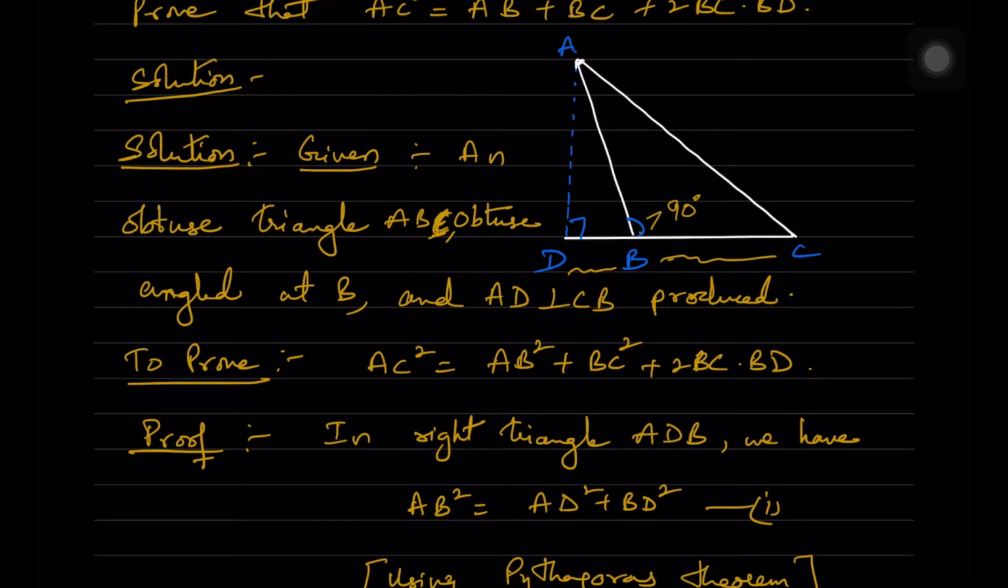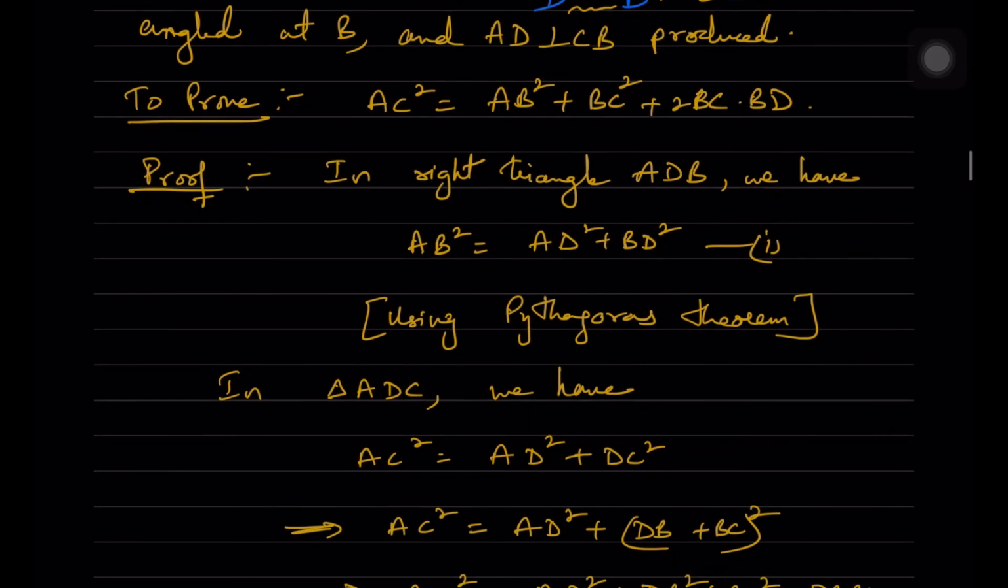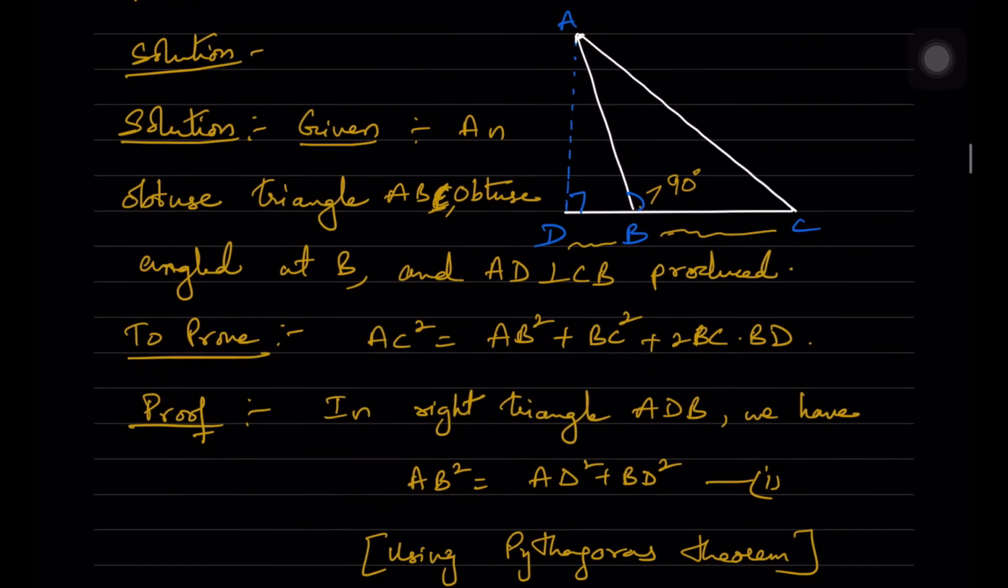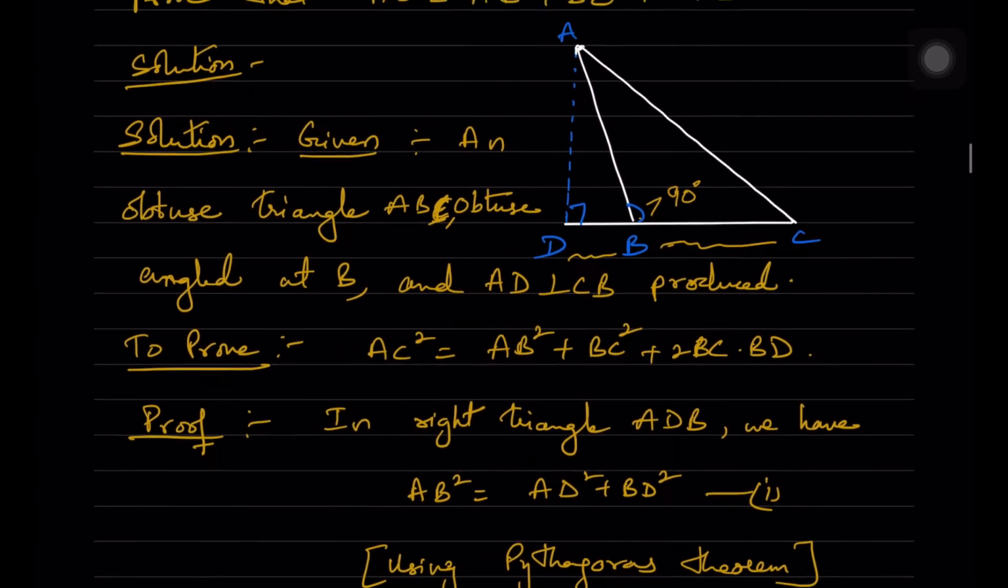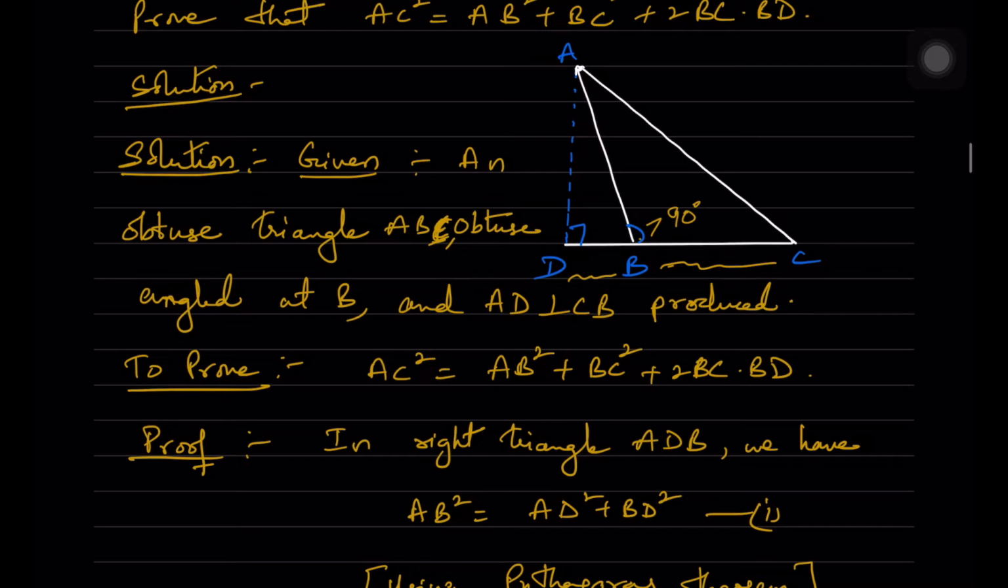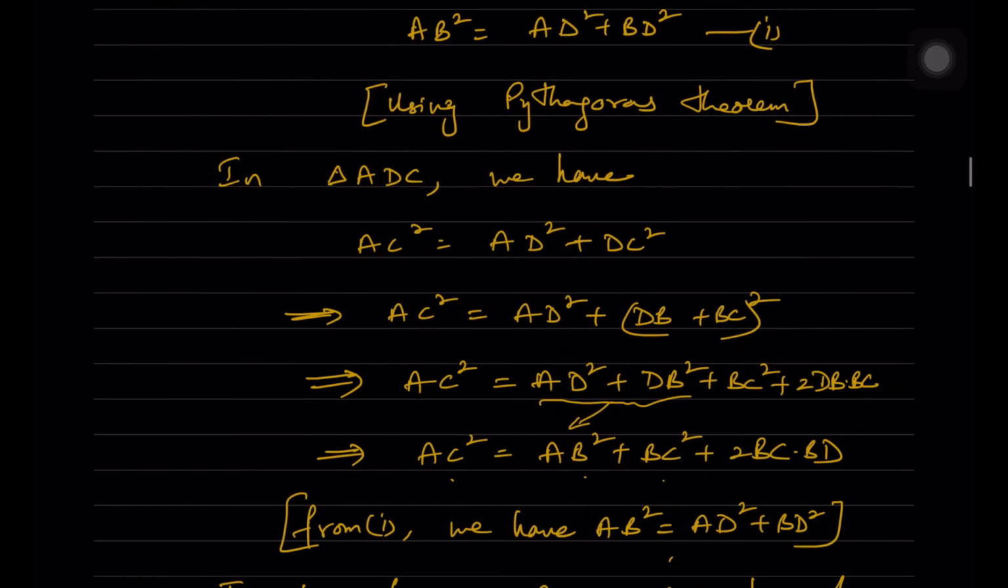Now in right triangle ADB, we have that AB square is equal to AD square plus BD square, because from Pythagoras theorem, it's a right angle triangle, therefore the hypotenuse square is equal to the sum of squares of the other two sides. So we have written that. Now in triangle ADC, the bigger one, because this is also a right angle triangle, you can write AC square is equal to AD square plus CD square.